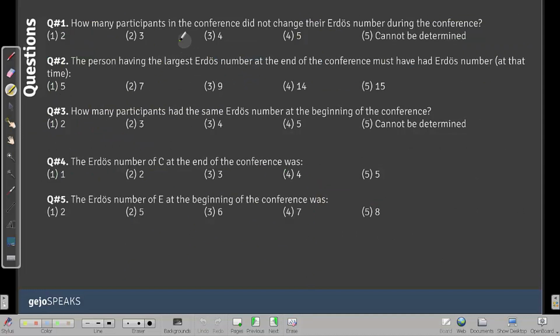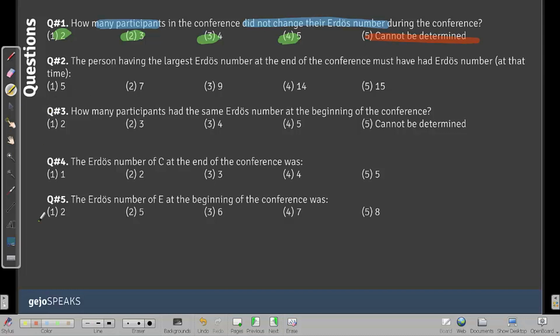If you look at each of the questions, it talks about how many participants in the conference did not change Erdos number. Okay, this is good. So the good news is that we have got some specific value. The bad news, of course, is that there is something that says cannot be determined. So there could be multiple possibilities, not necessarily, but it is possible if the answer is that.